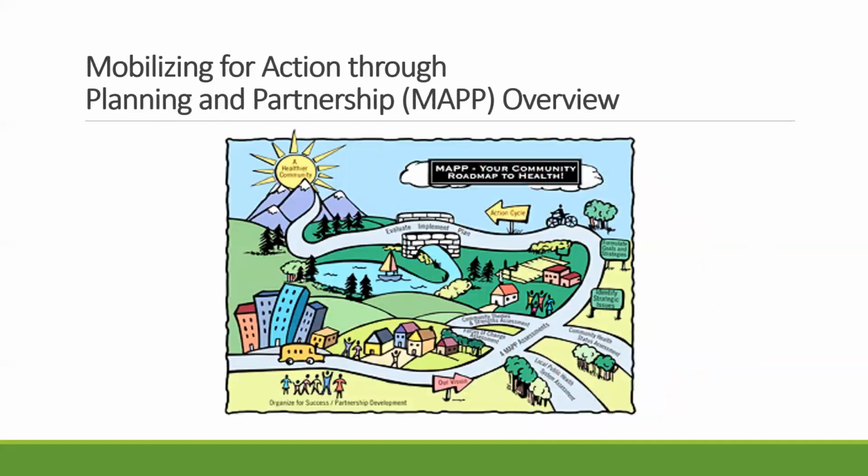Mobilizing for Action Through Planning and Partnership, or MAPP, is a model for health assessment developed by the National Association for City and County Health Officials, or NACCHO. This model meets the requirements laid out in the Public Health Accreditation Board standards and is the best practice model we have chosen to guide our state health assessment process.